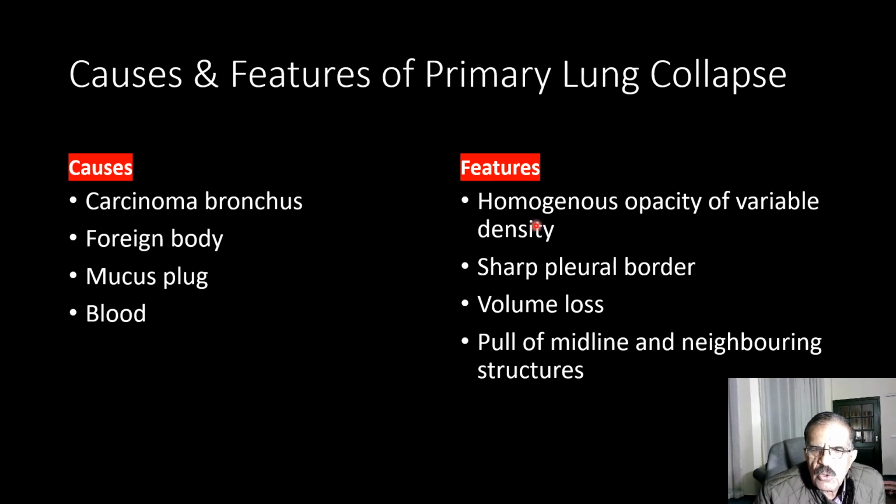Now features: homogeneous opacity of variable densities, sharp pleural border, and both the images I showed you had sharp pleural borders. There is an effect of volume loss and pull of midline and neighboring structures, as was shown in the two images I showed you. So we are done with the second part of our presentation today. Now let's proceed to the third one.